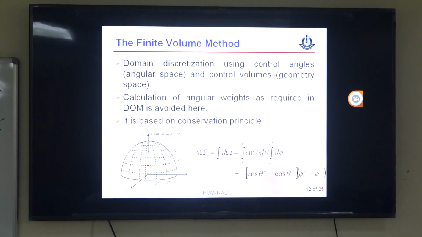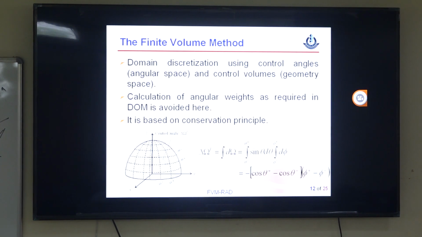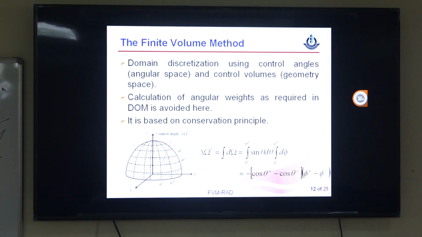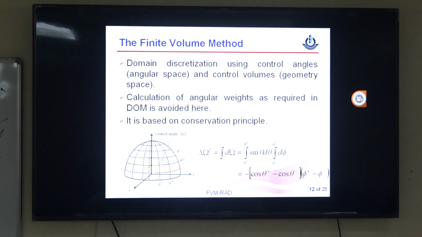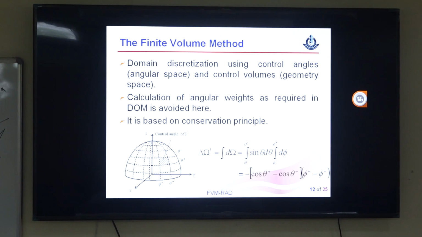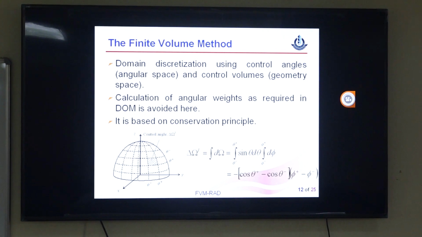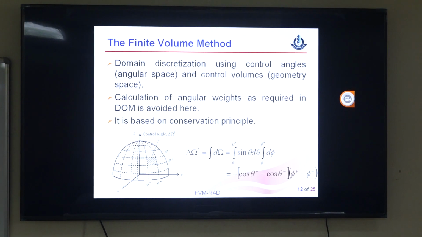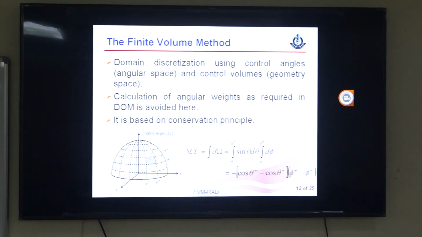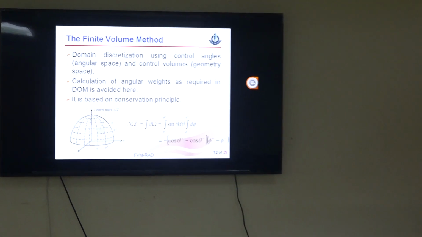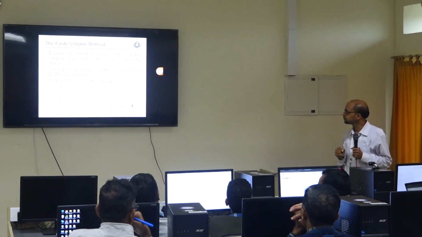Very important. The domain discretization uses control angles in the angular space, because in radiation, along with the spatial domain, you have an angular domain also, right? Because photons are traveling in different directions. So the direction domain has to be taken into account, like our azimuthal angle and our polar angle. The total azimuthal angle is 2 pi and the total polar angle is pi. That constitutes the full sphere, whose solid angle value will be 4 pi.